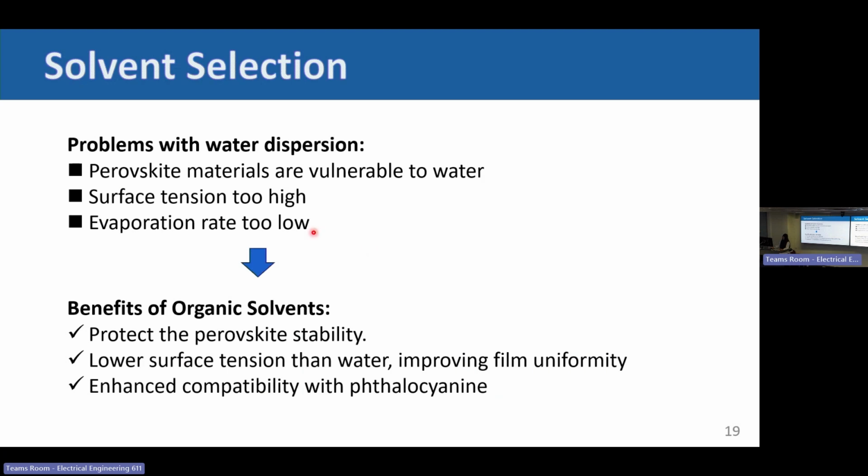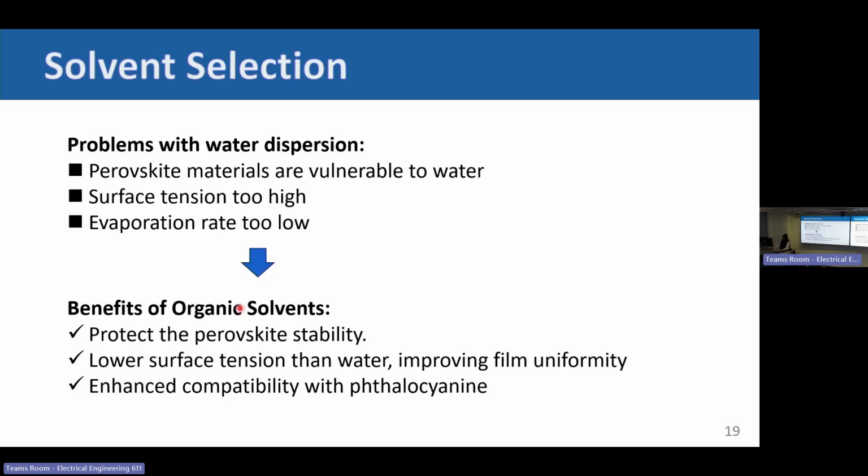Why I need to choose a solvent is because I produced the nanoparticles in water, and the problem with the water dispersion is that perovskite materials are very sensitive to water, so it can't be used. Also, the surface tension of water is too high and the evaporation rate is too low, which is not good for spin coating.